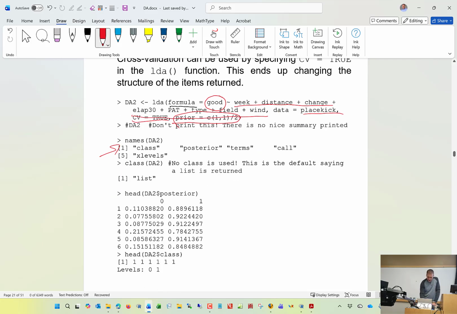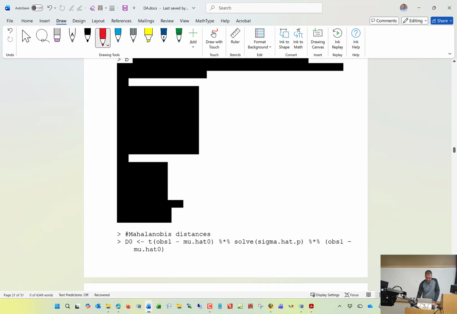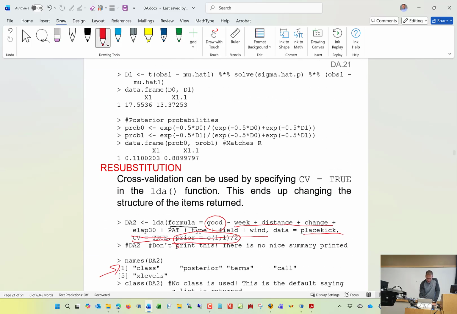And the most important thing, or two important things for us, is the posterior component of the returned list. Observation 1. Here are the posterior probabilities. Observation 1 is predicted to be a success, the good equal 1 category, because that probability is so large. This probability, you can compare it to the one that we just did, and you can see they're kind of similar.